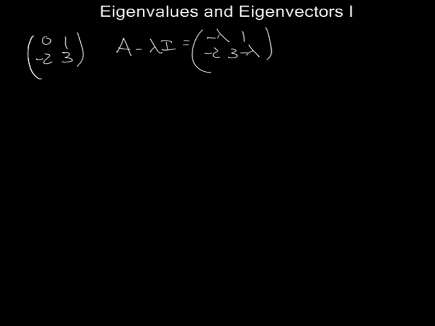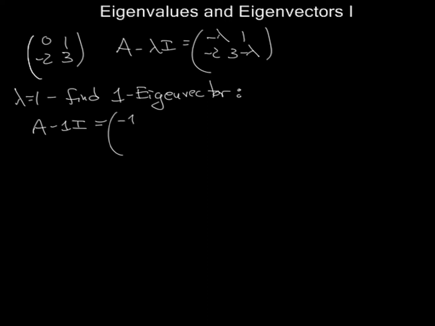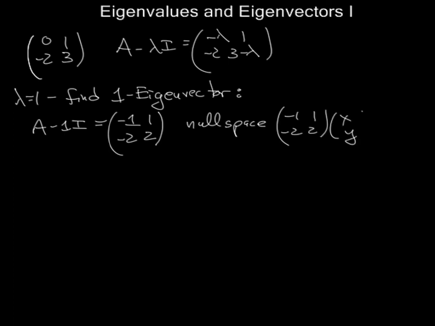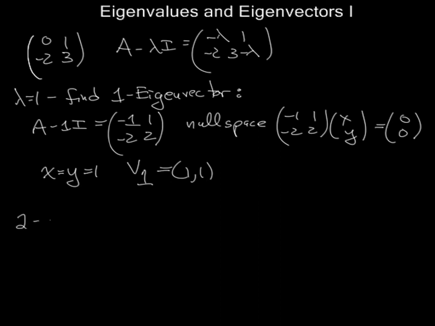Okay, so let's go back and find the corresponding eigenvectors. Let's take lambda equals 1 first, find the 1 eigenvector. So you plug 1 into this A minus lambda I to get minus 1, 1, minus 2, 2. And you're looking for the null space of this matrix. Notice it has determinant 0, and it has a one-dimensional null space. When you solve this equation, you get, for example, x equals y equals 1. That's the basis of the null space.